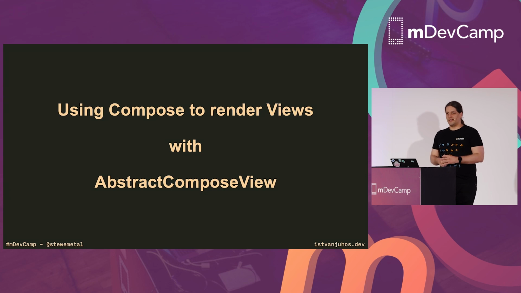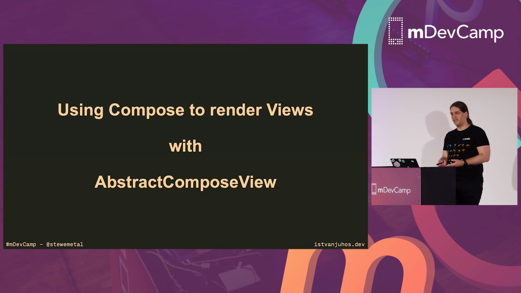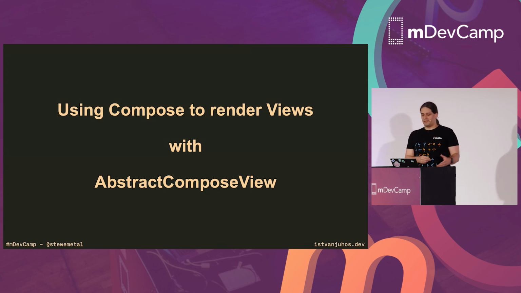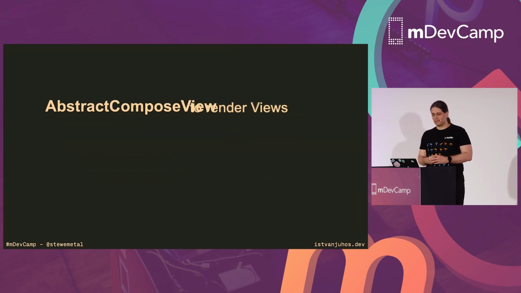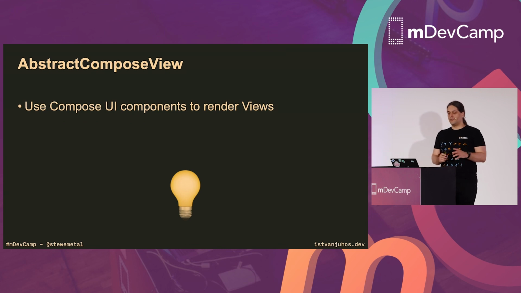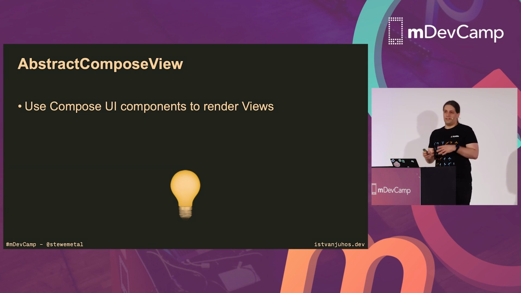Okay, these were the simple scenarios, and let me introduce you to another API with an idea that might be a bit abstract at first, but let's see, and you'll find out what it is. So the idea is to use Compose UI components to render your existing views without modifying those views on the interface level. When would you do this?